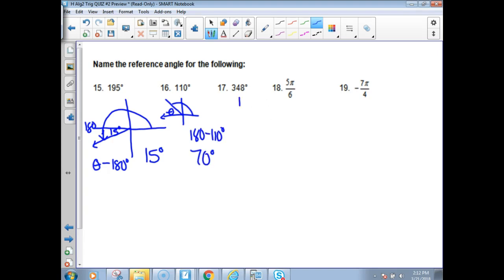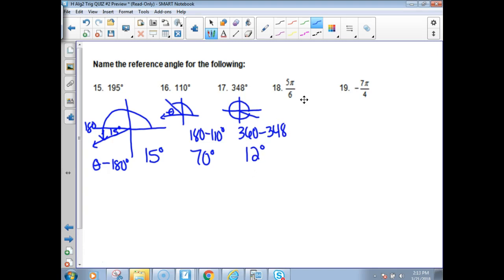Okay, 348, you're going to be in quadrant 4, almost back to 360. So the rule is 360 minus theta. So 360 minus 348, 12 degrees for your reference angle.